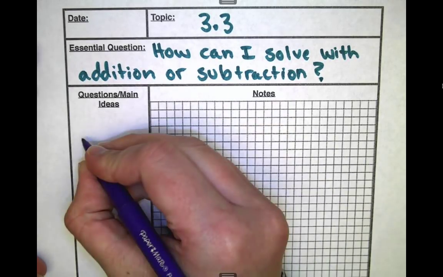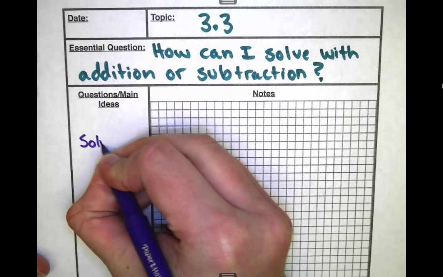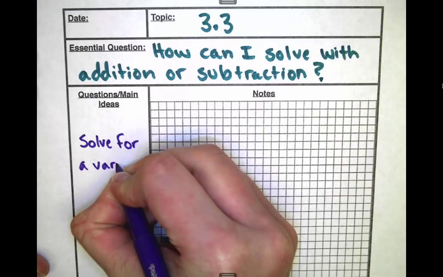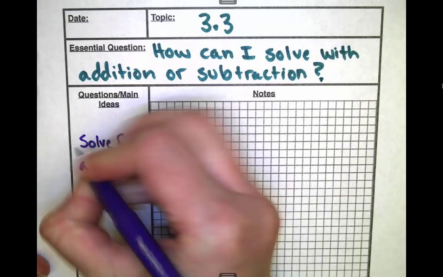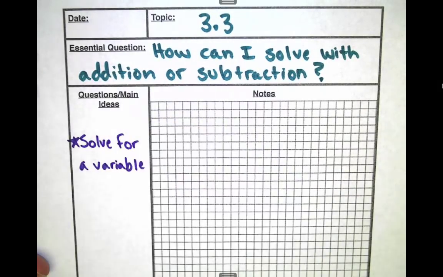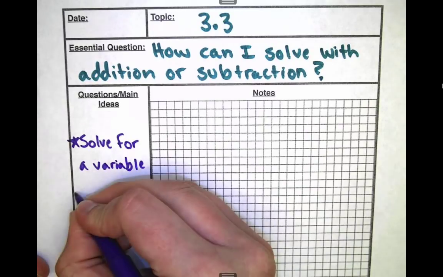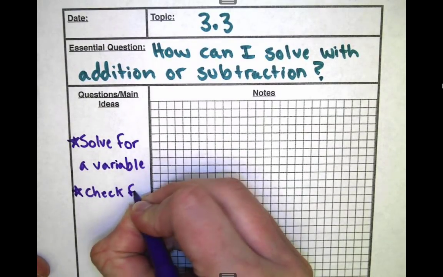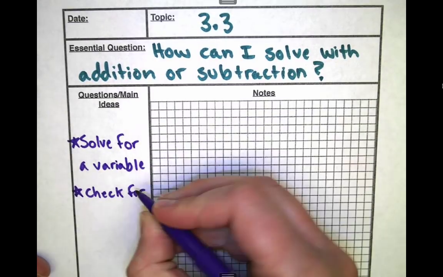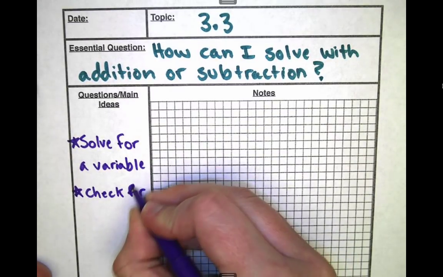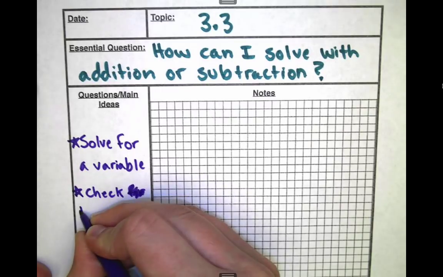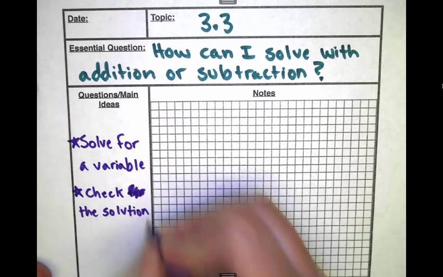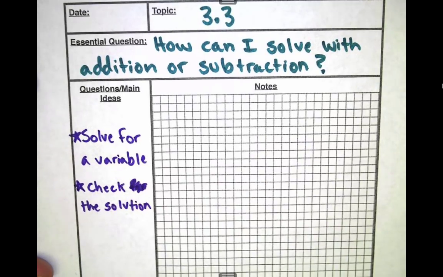So we want to be able to solve for a variable. We want to find what is x, what is y. So I'll put a little star over here. That's a main idea. We want to solve for a variable. We want to be able to check our solution, make sure we feel good that our answer is correct. So check, I'm not going to say for, I'm going to say check the solution.